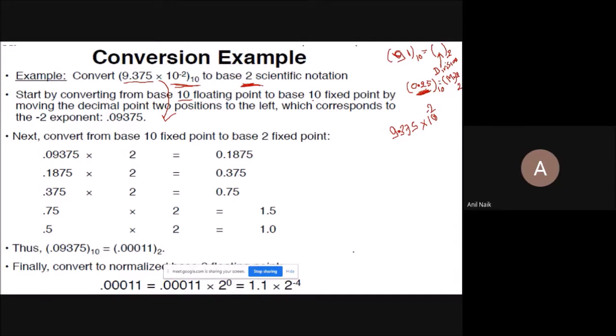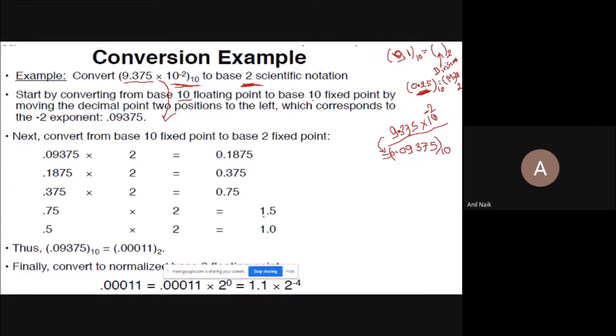So here you need to convert this number 9.375 times 10 raised to minus 2 into a normalized form, in a fixed point format. The minus 2 means you have to shift the decimal point to the left side, two digits. So 0.09375 is the equivalent number. It is a base 10 form.